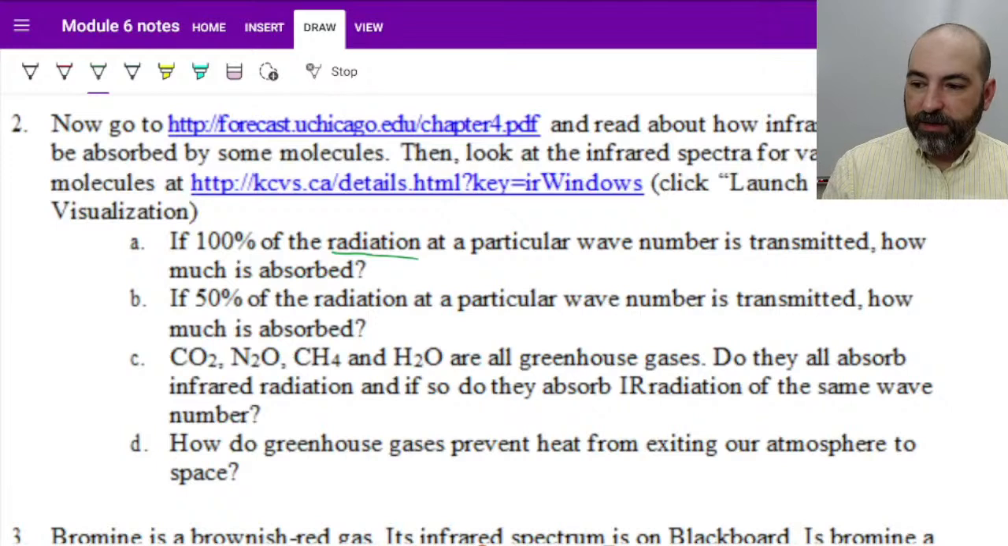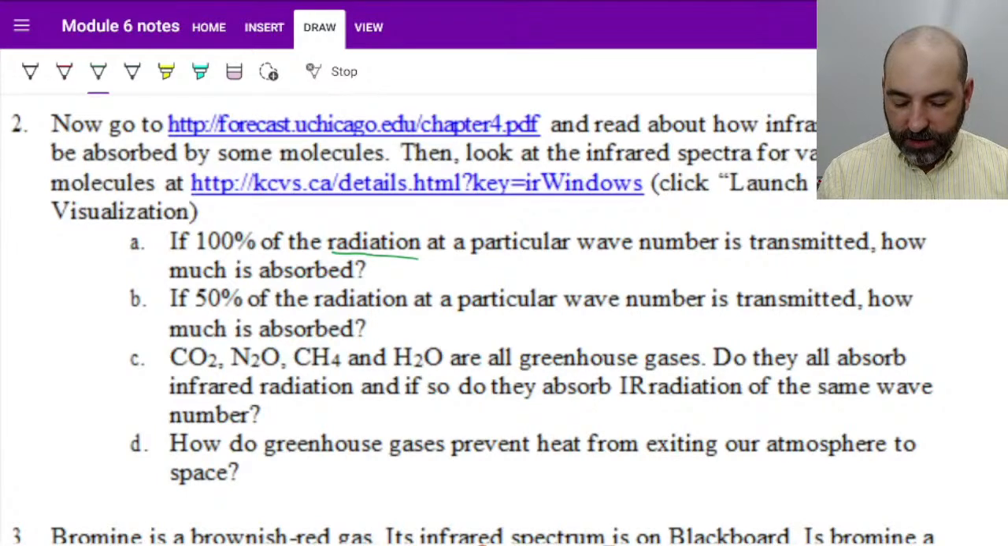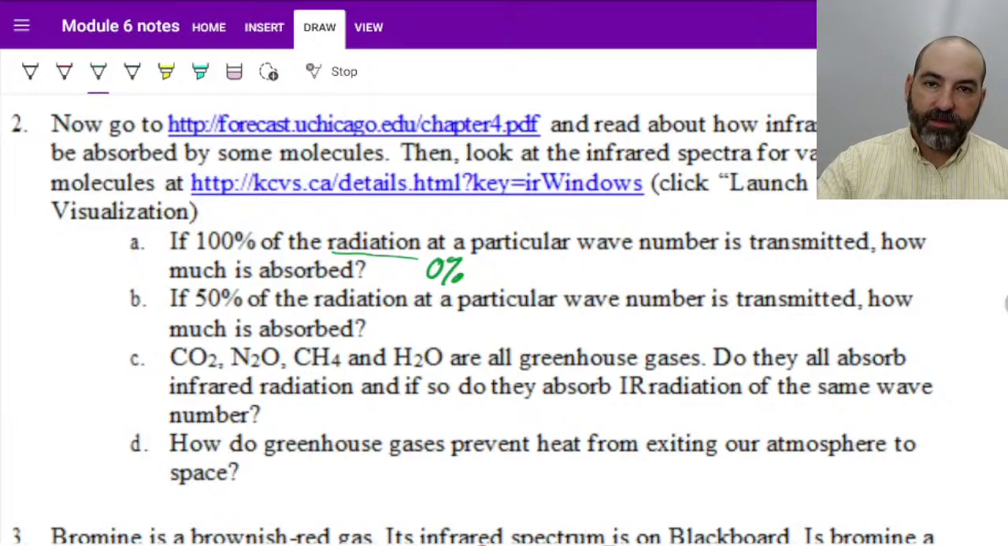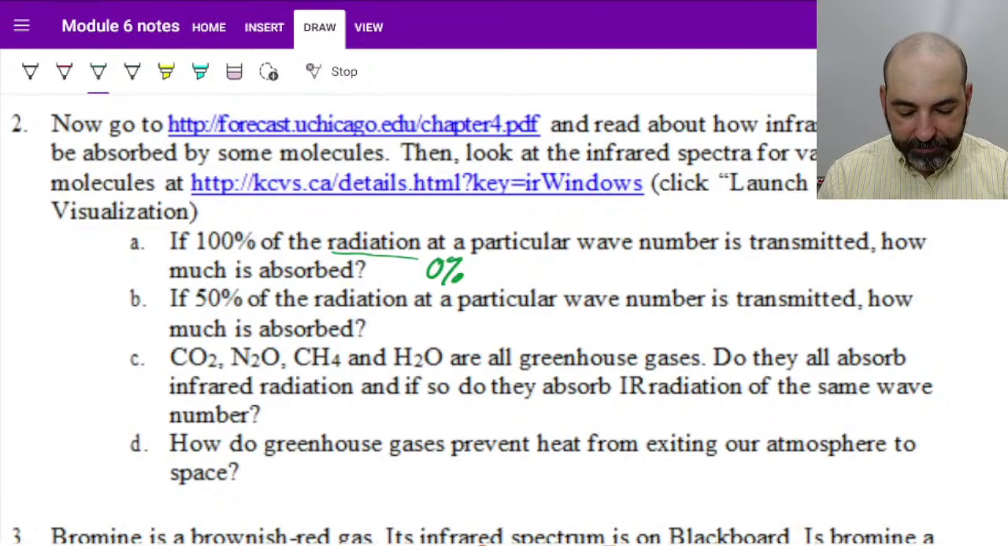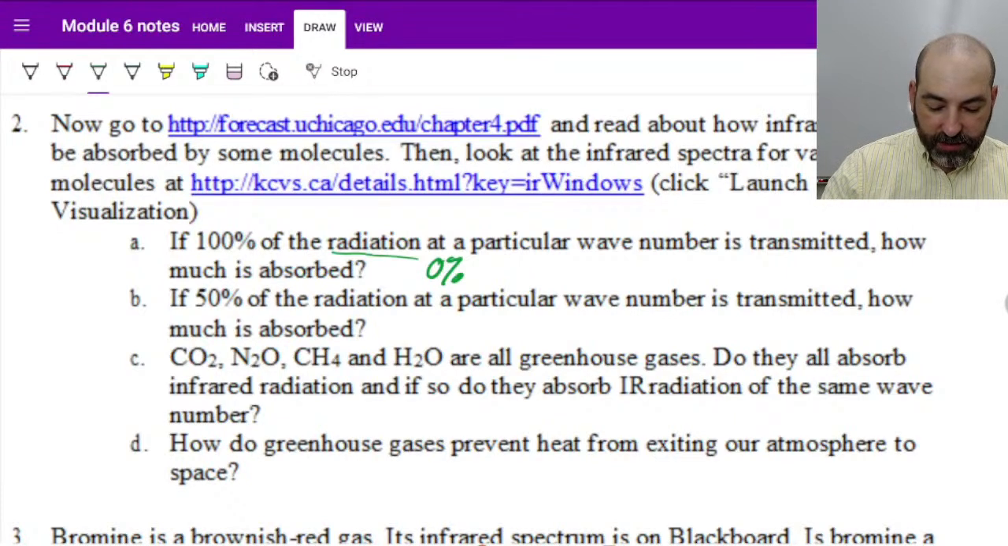Not even worrying about the terms you may not know at this point, if 100% of something is transmitted, how much is absorbed? Well, 0% is absorbed, right? If all of it is transmitted, nothing is absorbed. So this is talking about light going through a particular sample. So then if 50% is transmitted, how much is absorbed? I'll leave that to you to answer, but if you think about light passing through something, if 100% gets through, nothing is absorbed. So if 50% gets through, how much is absorbed? I think you can figure it out.